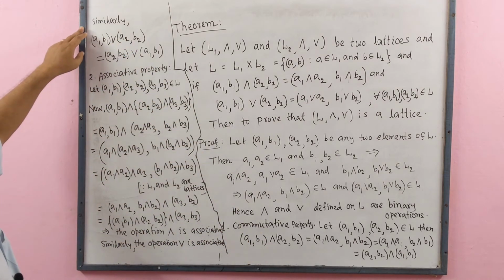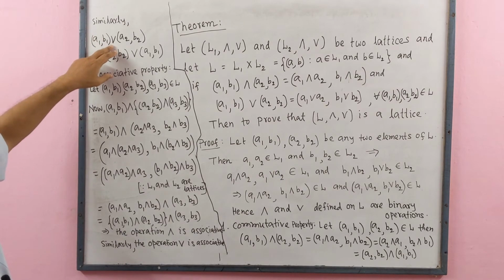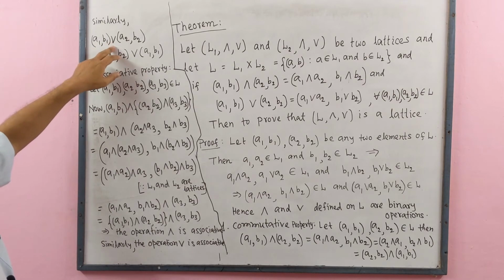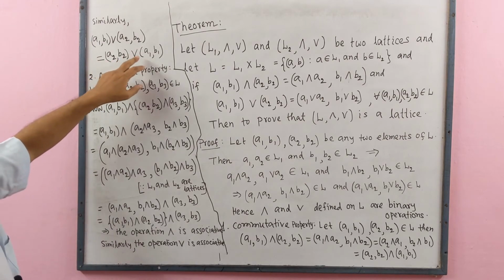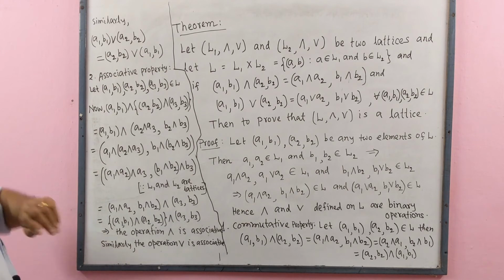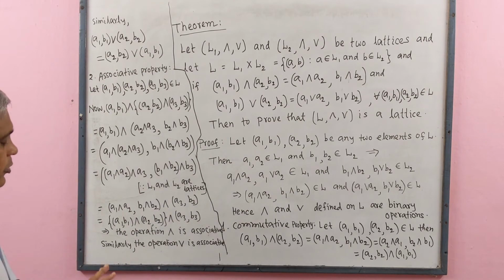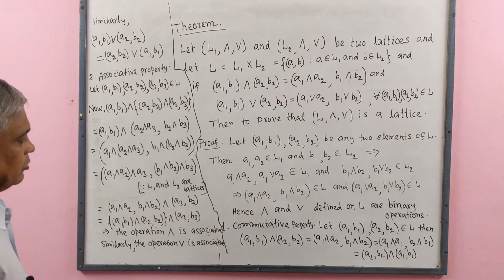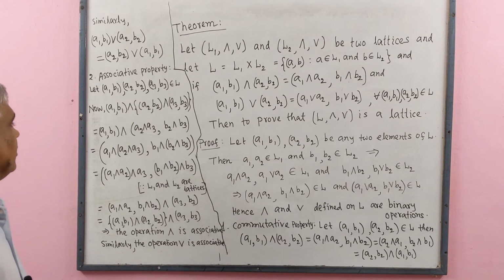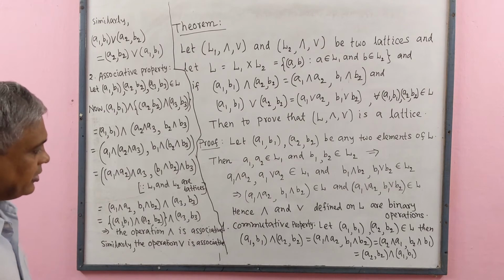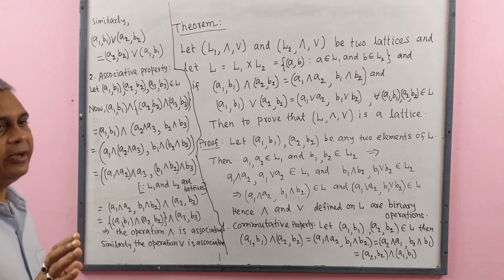Similarly, we may prove the commutative property for join in L: (A1, B1) join (A2, B2) equal to (A2, B2) join (A1, B1). Therefore, we see the commutative property in L for both operations meet and join.